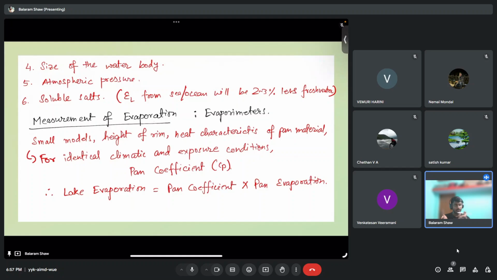Let me see if we have any questions from here, or else we'll go to some questions. So the next question is about factors that are directly proportional to evaporation, meaning evaporation increases with an increase in that factor. Which factors do you see here that are directly proportional to the evaporation? Can you tell me? Anyone?